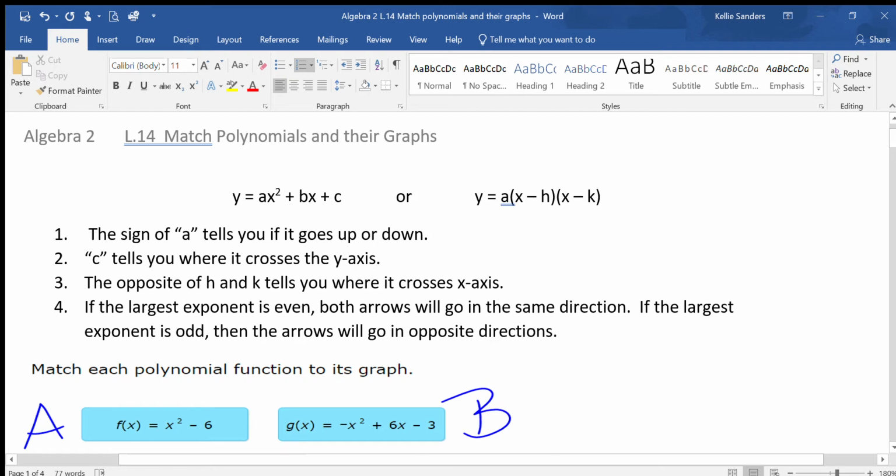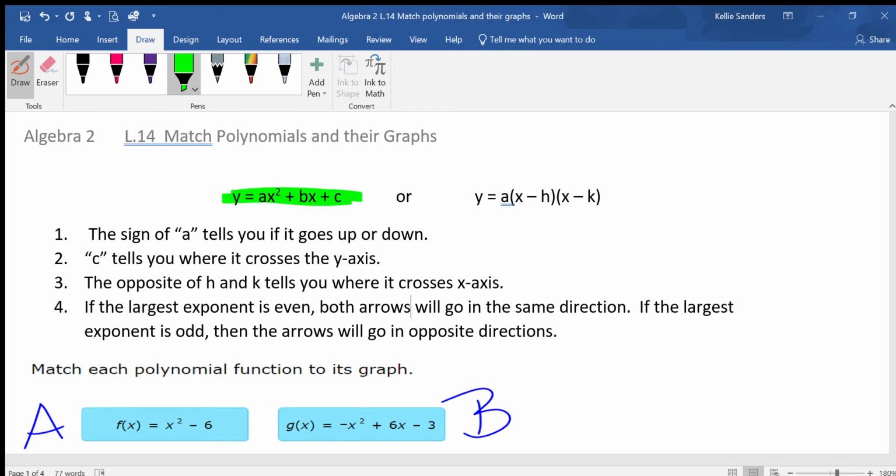L4, match polynomials and their graphs. On this lesson, you're going to be given equations and you're going to be given graphs. The equations can be written one way or they're going to give you two ways, just depending on how hard the equation is.